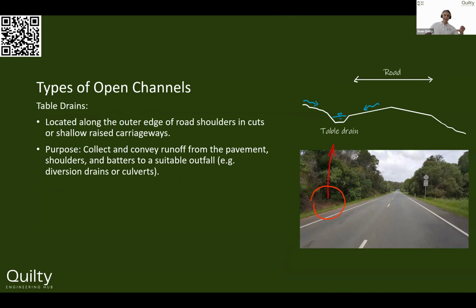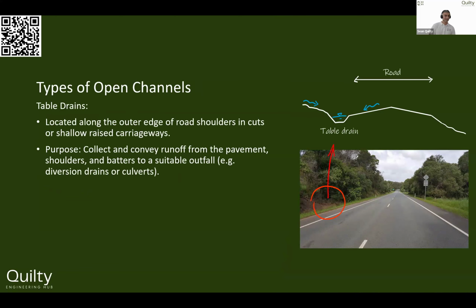So as I said before, heaps of different types of open channels. I'm just going to call out a few specific ones that we use within Australia. So the terminology, when people start dropping these terms, you can kind of see what they're talking about. But essentially, all of it's doing the same thing. It's an open shape that conveys water runoff.